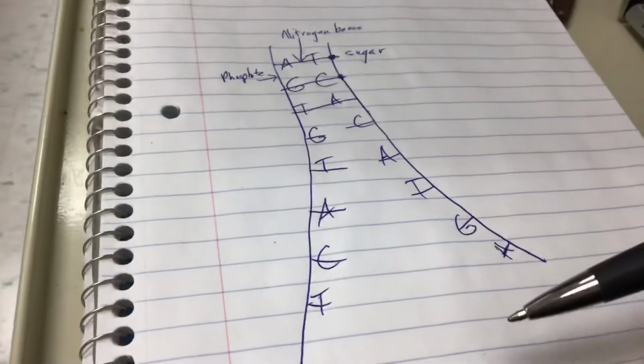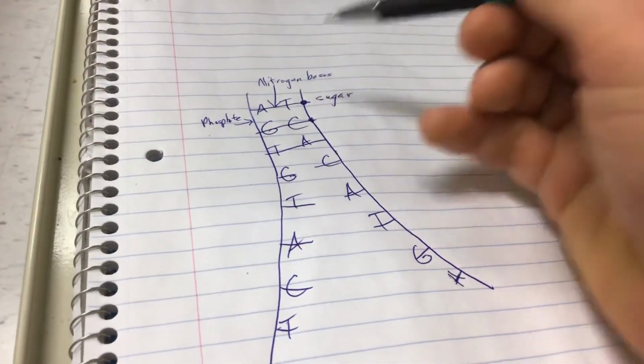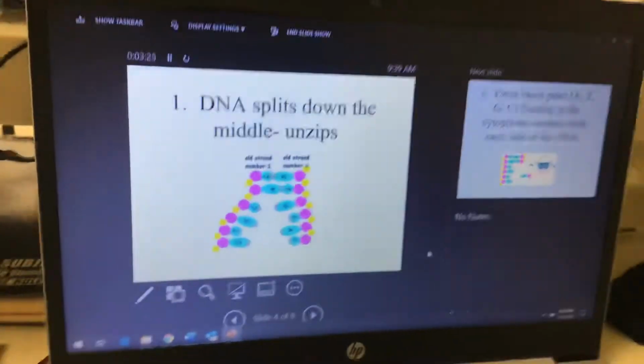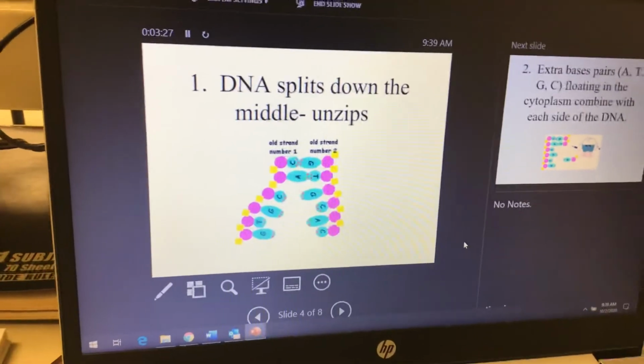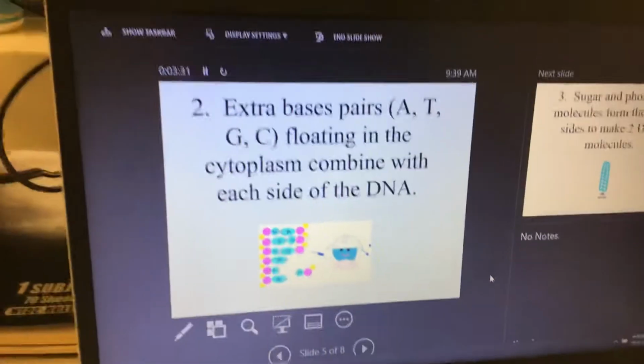All right, so you see it's kind of unzipping, just like a zipper. It pulls apart here, okay? And it's going to continue pulling apart as we go. So back to this. So it's unzipping. Step 2. Go ahead and write this, please.